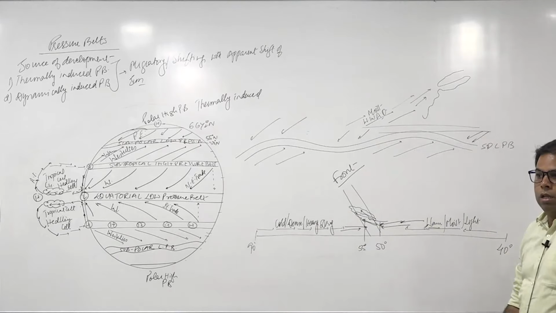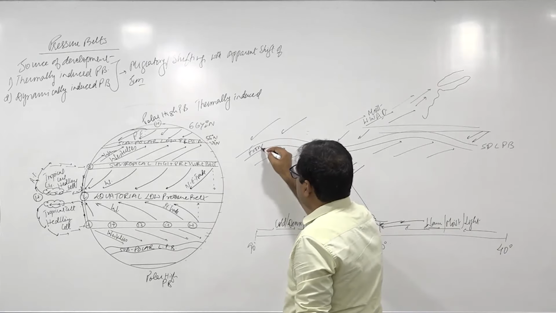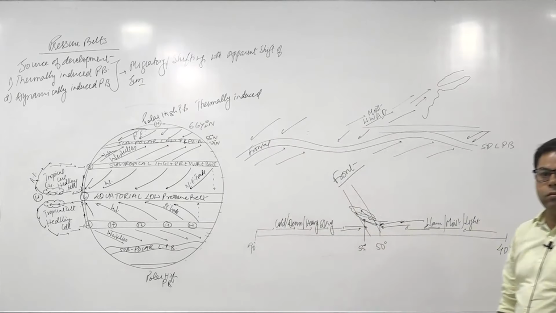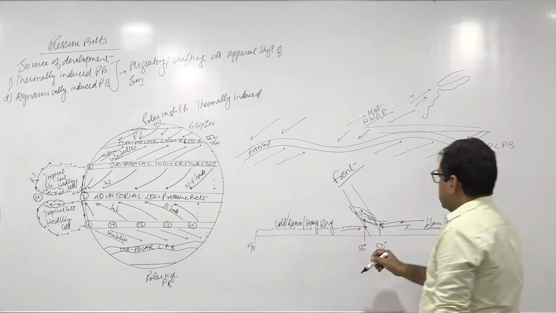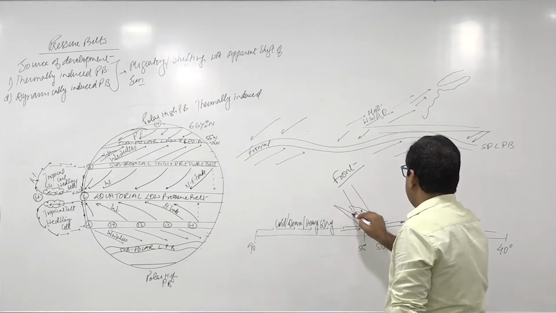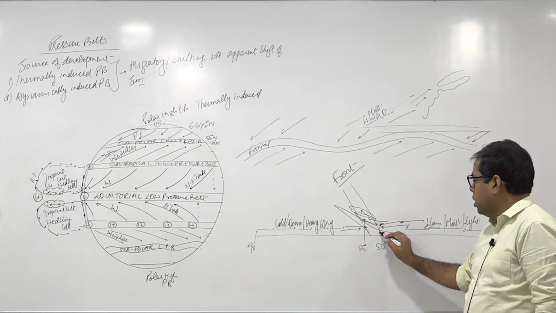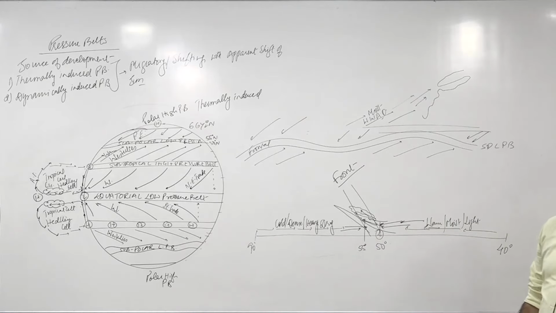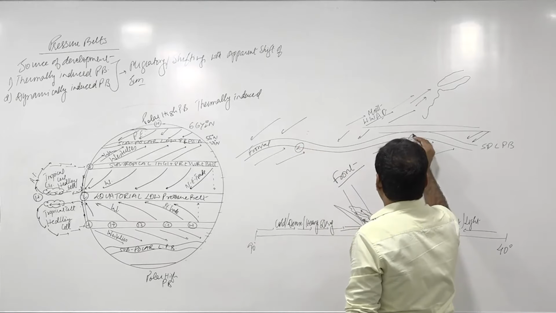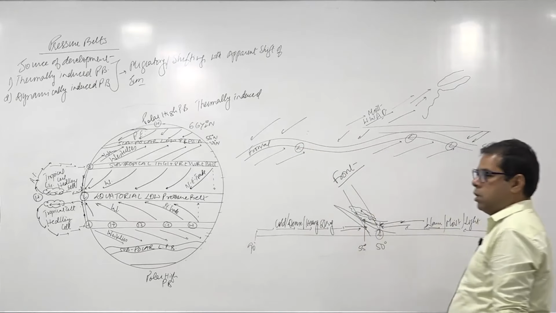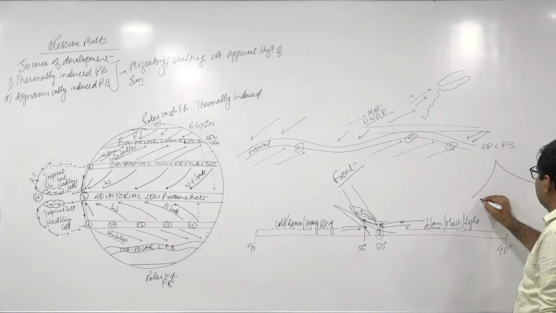Am I clear? So this whole zone is called the frontal zone. So there is a formation of front. If we draw this cross section, this way the front has been formed. यहाँ पे क्या होगा? On this side there will be low pressure. On the warm sector side there will be low pressure. There will be low pressure here. There will be low pressure here. Right? So this type of structure will develop.